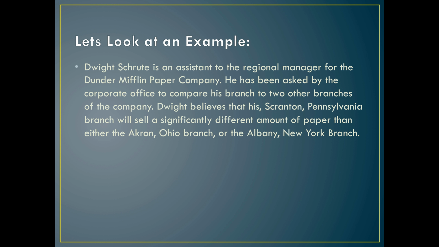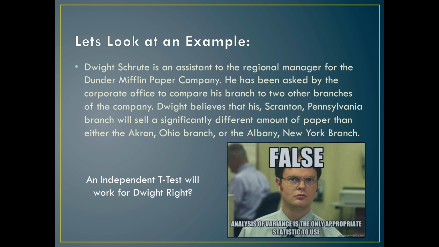So the best way to understand an ANOVA is by going through an example. Here we have Dwight Schrute, an assistant to the regional manager for the Dunder Mifflin Paper Company. His boss asked him to figure out if there are significant differences in the amount of paper they sell between the three branches. They have a branch in Scranton, Pennsylvania, one in Akron, Ohio, and one in Albany, New York. So Dwight is going to help us out and run an ANOVA, and he's not going to run a t-test.